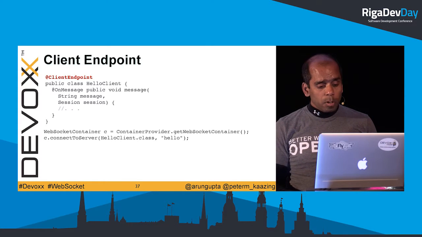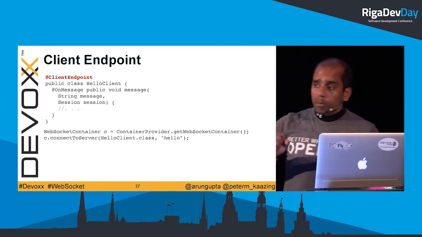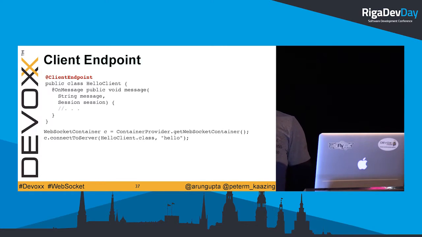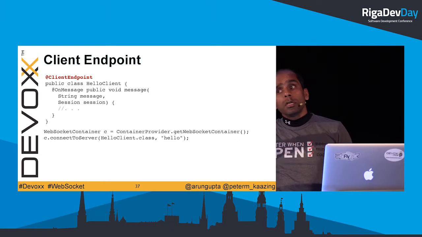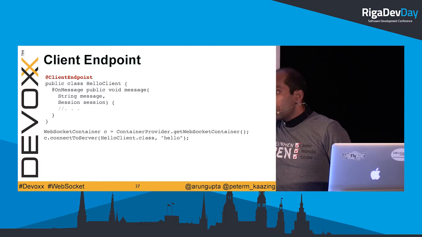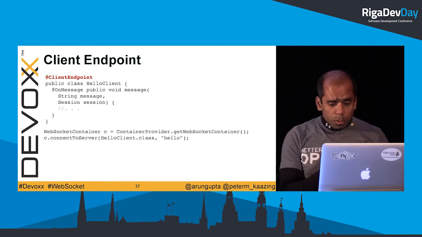So in this case, what you will say is, I'm going to initiate a WebSocket container in the client, and then I'm going to say, take this client class and connect to this WebSocket endpoint. Well, instead of saying hello, it should really be the complete URI, which is ws:// host, port, context root, and the URI. So let me show you a simple sample for that as well.